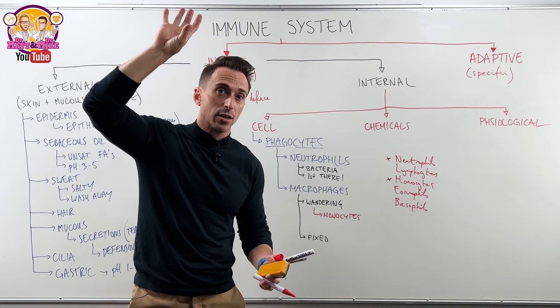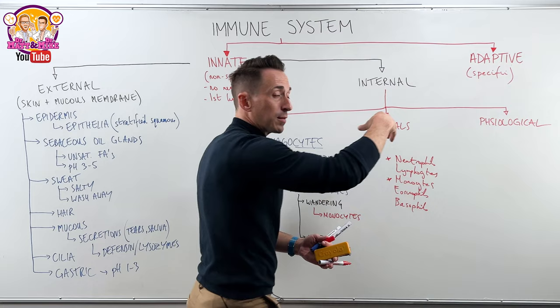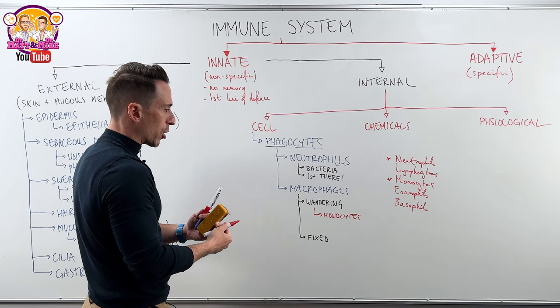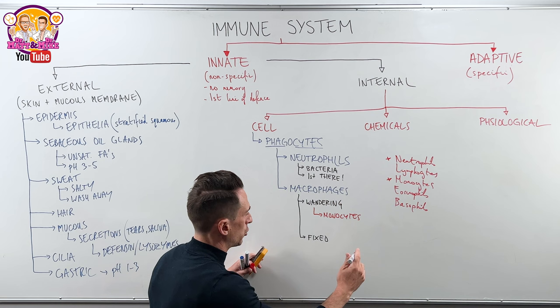And presenting these antigens allows the adaptive immune system, the T and B cells, to go, hey, I recognize that. You don't belong here. I'm going to attack and destroy. So that's perfect. So you've got wandering macrophages like monocytes floating through the bloodstream, and you've got fixed macrophages that sit in the tissues and don't move. So for example, there's a whole bunch of different types.